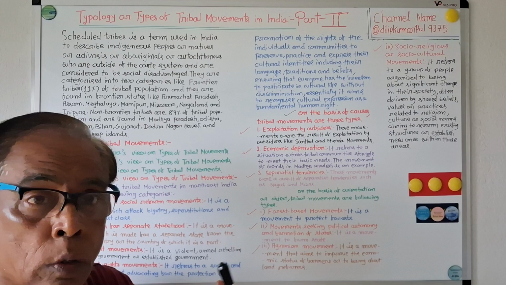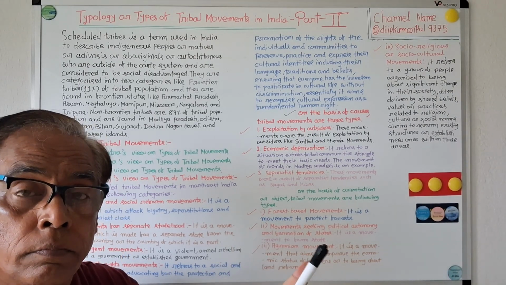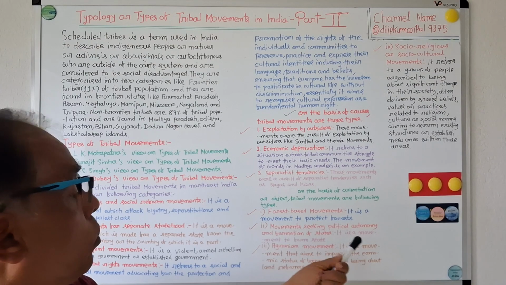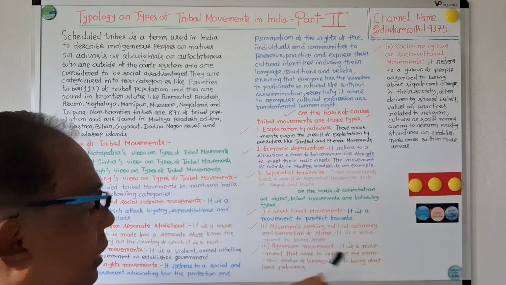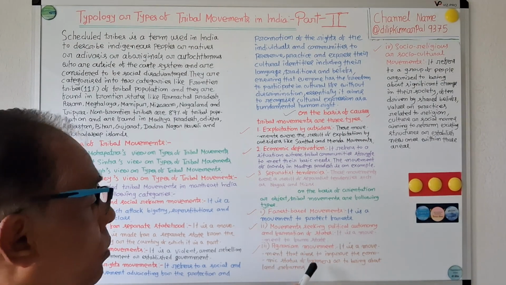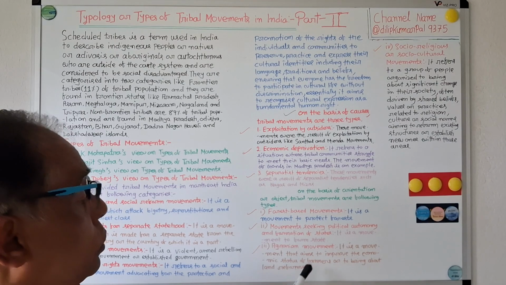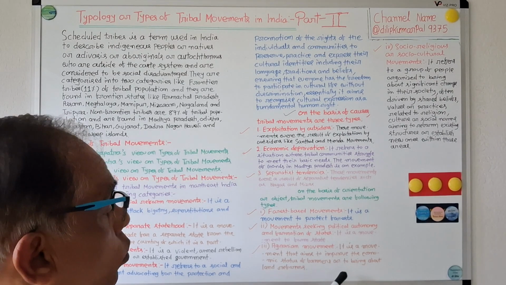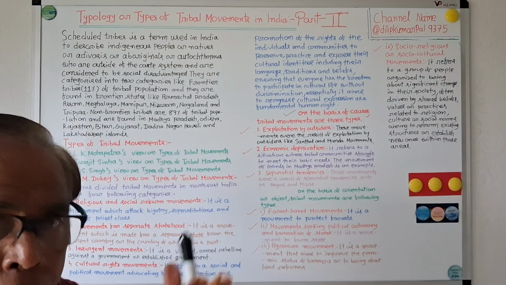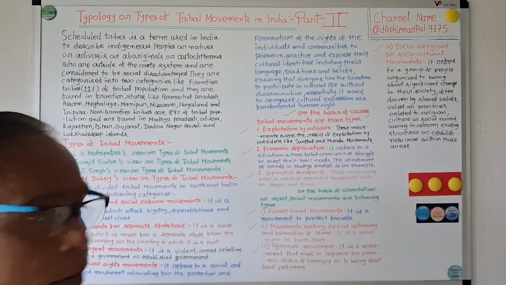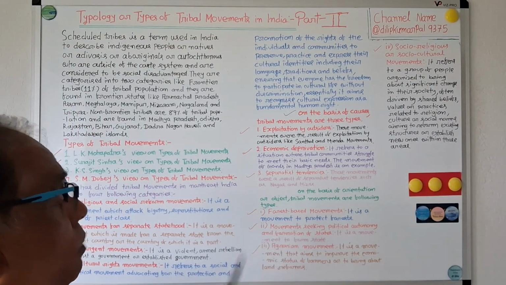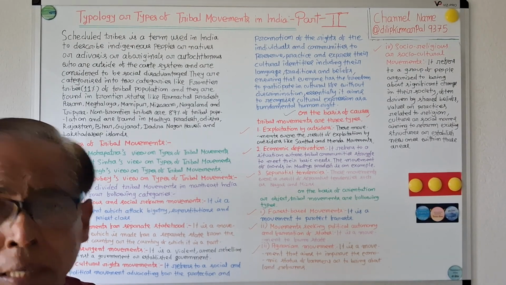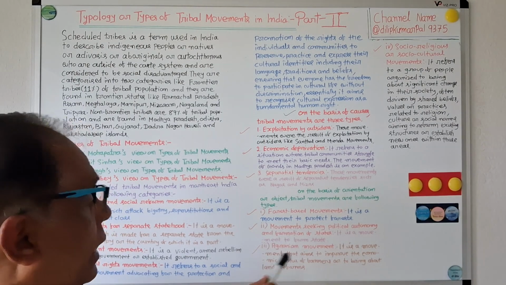Whenever there is a movement to form a state, it is known as the movement seeking political autonomy or formation of states. Number 3, agrarian movement. It is a movement that aims to improve the economic status of farmers or to bring about land reform. It is another object for which tribal movement has come. It is known as the agrarian movement.